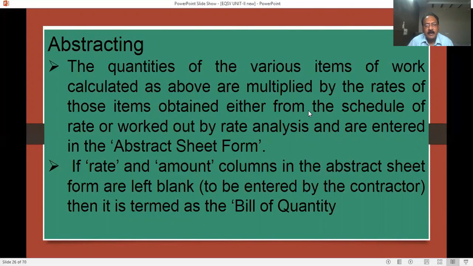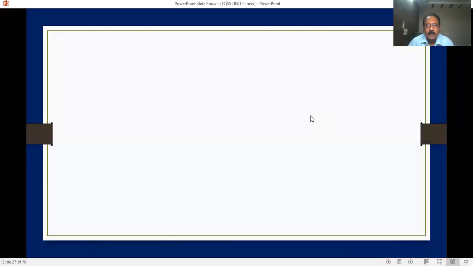If the rate and amount columns in the abstract sheet form are left to be entered by the contractor, as in a contractor tender, it is also called a bill of quantities. Generally, what happens in a tender? You will have an empty rate column and amount column, which is filled in by the contractor.